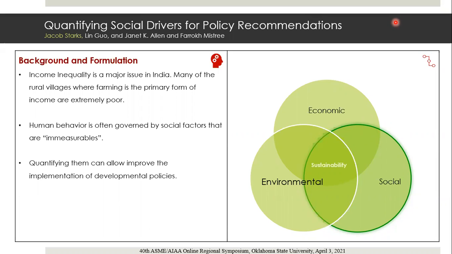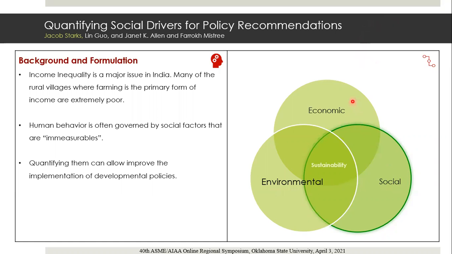Income inequality is a major issue in India. Despite rapid urbanization and rising standard of living, in many of the rural villages where farming is still the primary form of income, there are extreme levels of poverty. As a result, these communities are a major target for developmental policy by both the government and social entrepreneurs in India to raise the standard of living across the country. However, sustainable development has three different primary drivers: economic, environmental, and social.